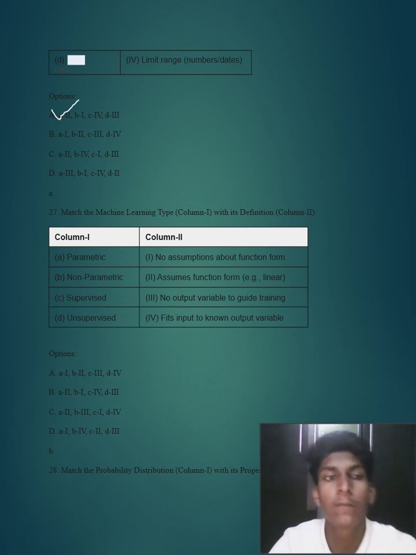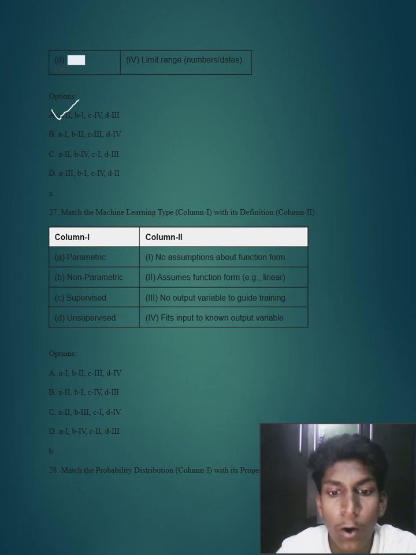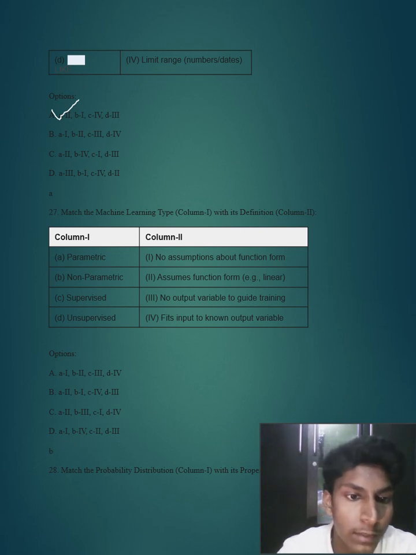On to the next question, we have question number 27, that is also a match the columns. So now we have parametric, non-parametric, supervised, unsupervised; no assumption about function form, assumed function form, example linear, no output variable to guide training, fits input to known output variable. The options are given as option A, A1 B1 C2 D3 and D4; A2 B1 C4 D3; A2 B3 C1 D4; A1 B4 C2 D3.